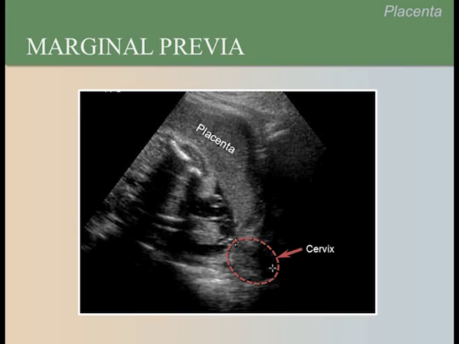First, we will label the cervix and the placenta. Now, we remove the cervix label to show that the placental edge extends to the os. This is a marginal previa. Here, the white calipers measure the entire length of the cervix.